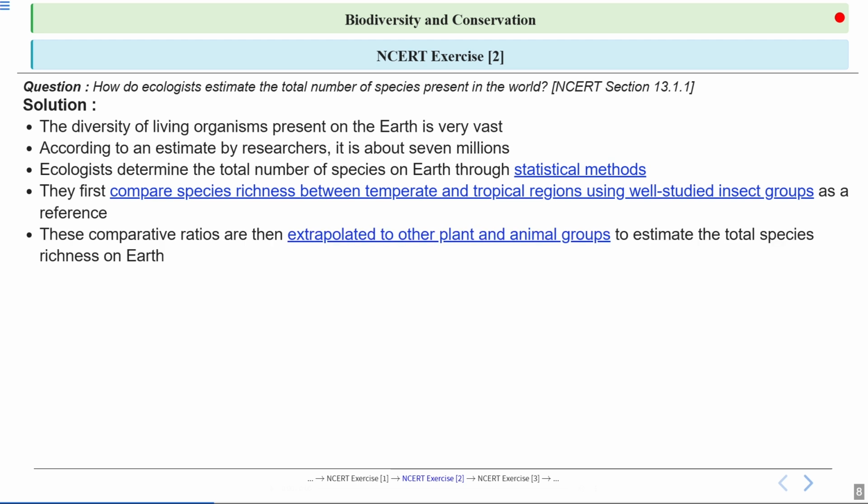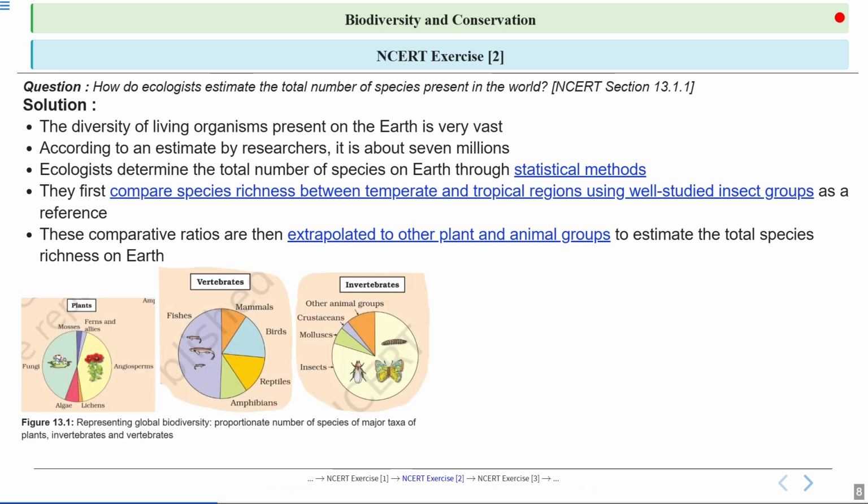Now, these comparative ratios, which are initially derived from specific groups such as insects, are used as a basis to make broader estimates. These ratios are applied to other plant and animal groups in order to approximate the total number of species that exist on the Earth. This process involves using data from known groups to infer the likely diversity within less studied or unknown groups, thereby providing an overall estimate of global species richness.